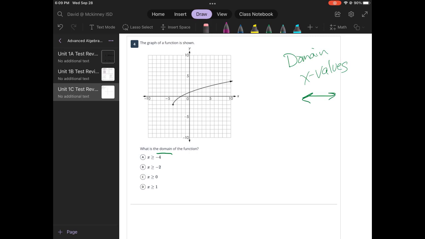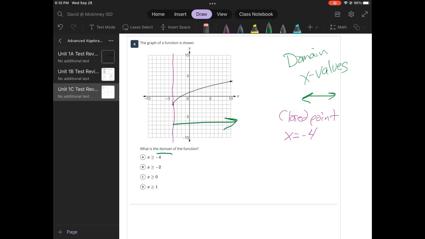On graphs of this sort, where I have a closed point and then an arrow on the other side, it's important that I start with that closed point and draw a line at that point to figure out what the value of x is at the closed point. When I look at this, the value of x at just that closed point is -4. Now, that's not my domain. I have more values of x. Notice that's a continuous line. So every value of x on that line, going for an infinite amount in the positive direction, will be part of my domain.